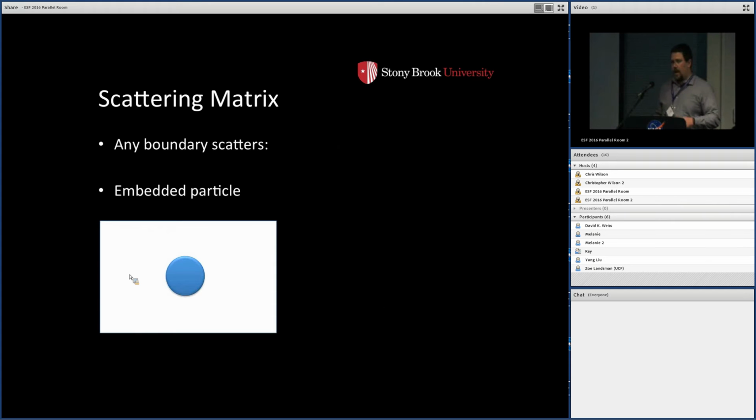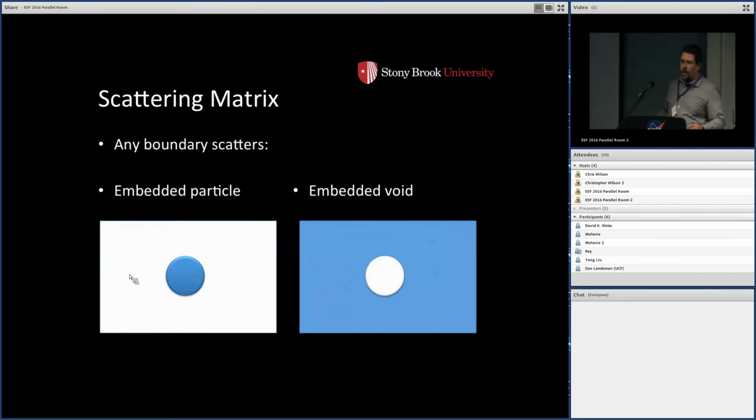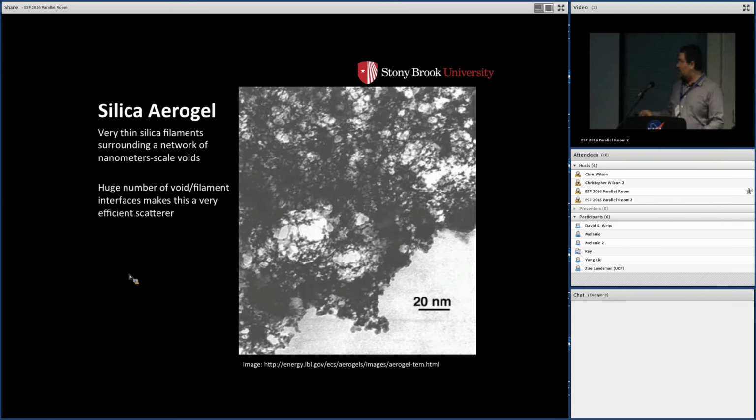One thing to remember is what causes scattering of light. The classical scenario is that you have some sort of particle embedded in a medium, and when light interacts with it, it is scattered in some way, shape, or form. But conversely, if you have a void in a medium, that void will also act as a scattering center, which is very important to us because we're using aerogel. Aerogel is a nano framework of very thin filaments of silica surrounding a bunch of voids. It has a density very close to that of air, and it is an extremely good thermal insulator.